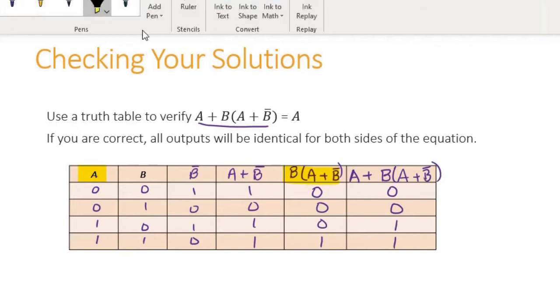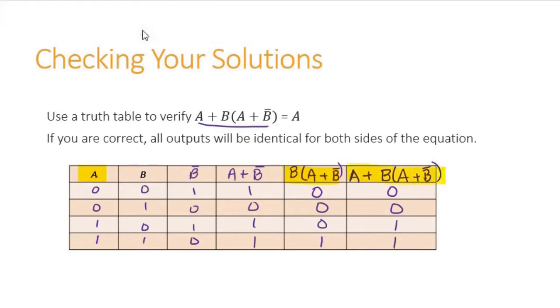Now I want you to look at the entire column. We discovered that this entire expression on the far right-hand side is equal to A. What that means is when we look at the inputs in our truth table, they should be identical, and they are. So that shows that our simplification is done correctly.